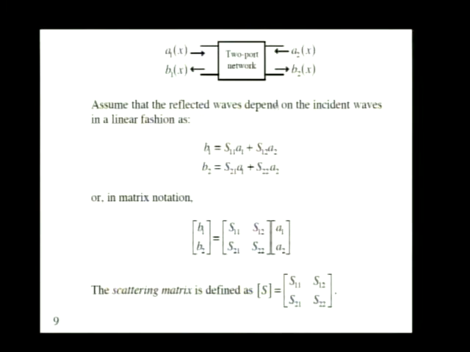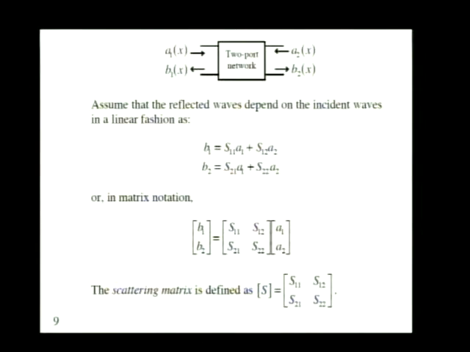A2 is the wave incident from port 2. You might say to yourself, oh, that's easy. Just make sure you don't hook a source up to port 2, and then there will be no wave incident on port 2. No, unfortunately, not the case.